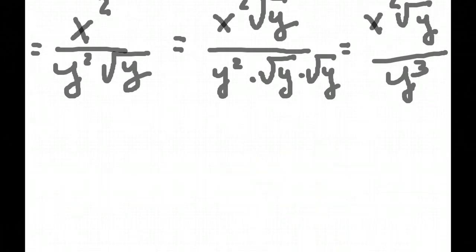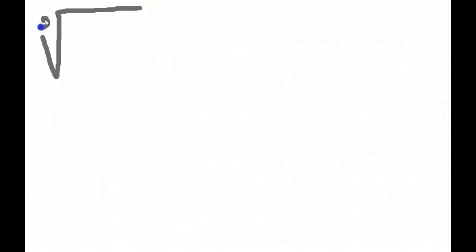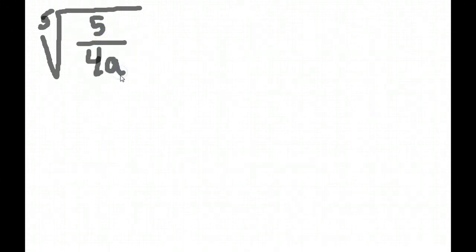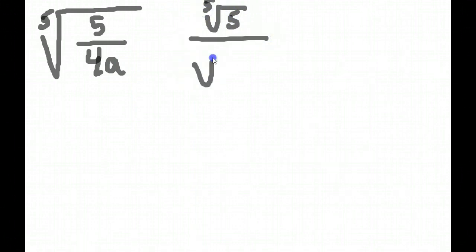Alright, let's look at another one. And this is still on page 251. And we have the fifth root of the fraction 5 over 4a, closed fraction. Okay, how do we do this? We have now the fifth root of 5 as our numerator, and the fifth root of 4a as our denominator.